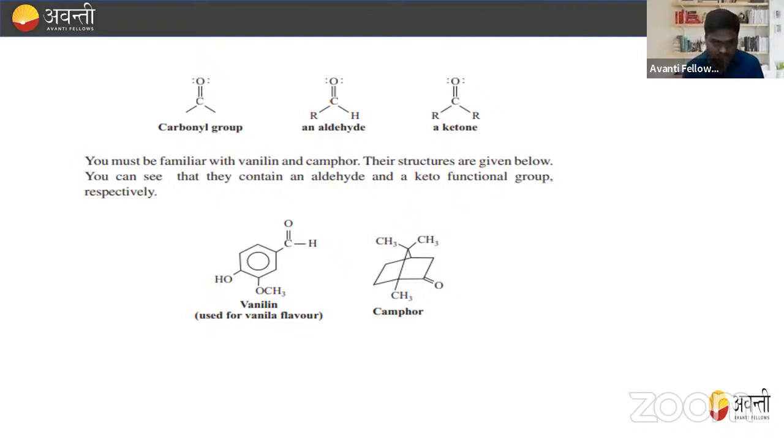Now, you must be familiar with vanillin and camphor, right? Their structures are given below. You can see that they contain an aldehyde and a keto functional group respectively. Vanillin is used for the vanilla flavor in ice cream and in many other places where you need vanilla flavor. It has an aldehyde structure, as we can see here, this is CHO, right? Camphor has a keto structure, as we can see, that is C double bond O. So this is the structure of camphor and this is the structure of vanillin. These also contain aldehyde and ketonic functional groups.